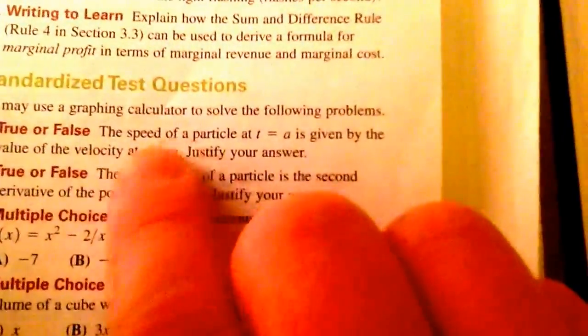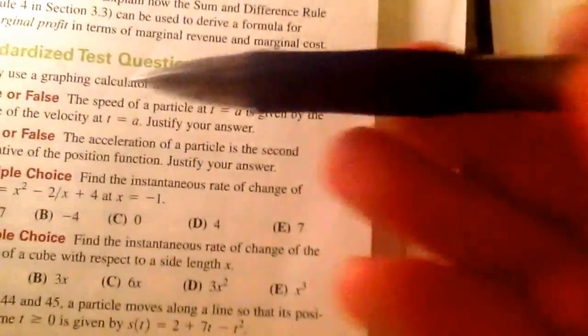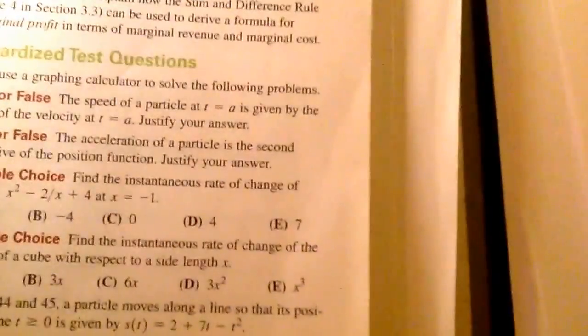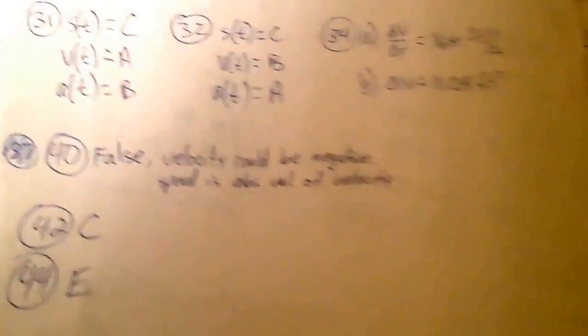Speed and velocity are not always the same. Velocity has direction. You can have a negative velocity, so you can have a thing moving to the left at 5 meters per second. So that would be negative 5 meters per second on velocity. The speed would still be known as 5 meters per second. So that's why I wrote in the answers: velocity could be negative. Speed is the absolute value of velocity. Speed doesn't have direction. So that's that one.